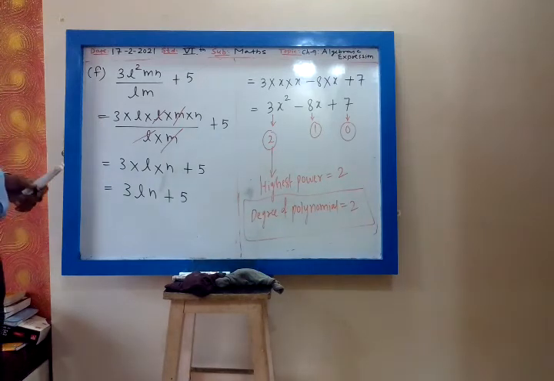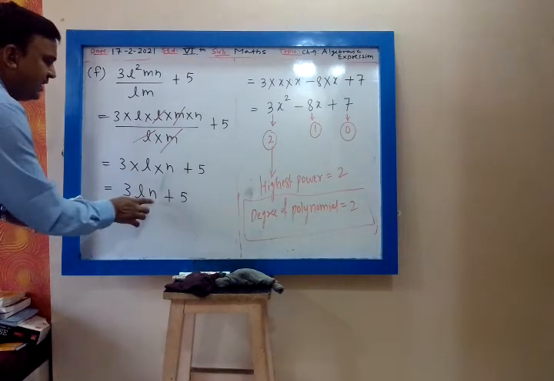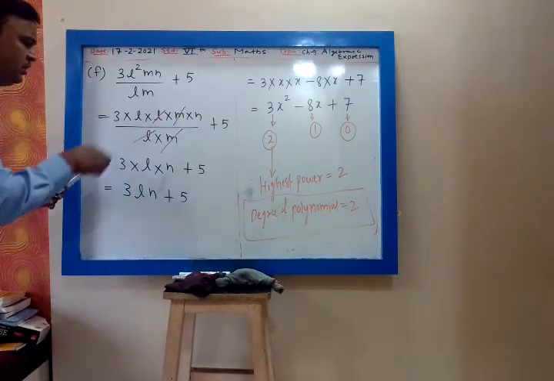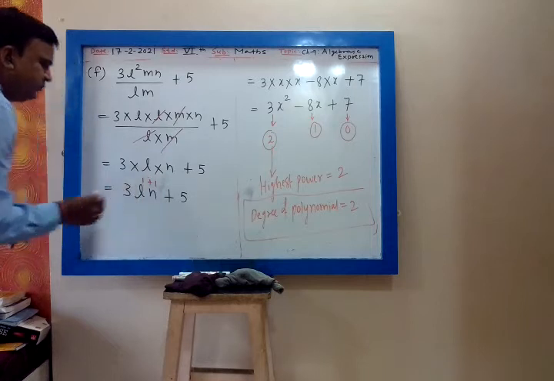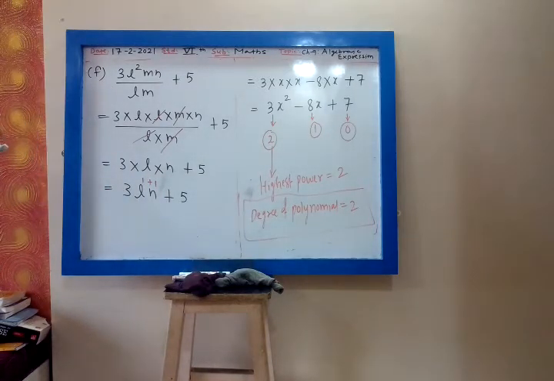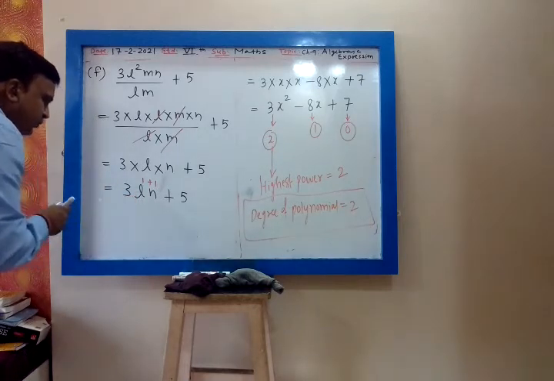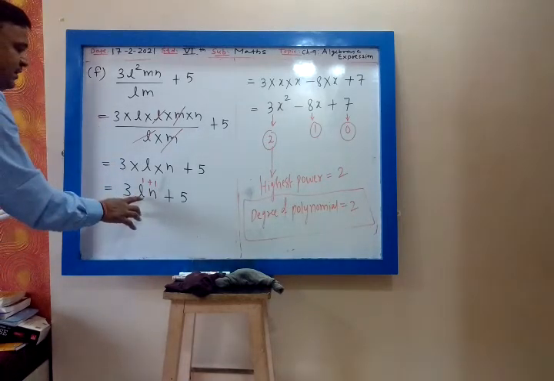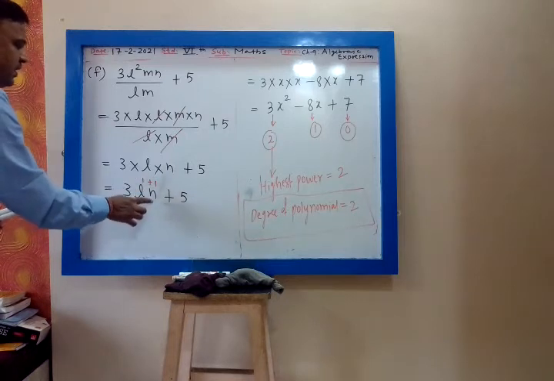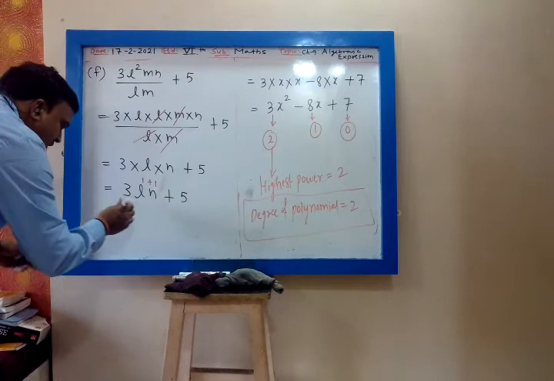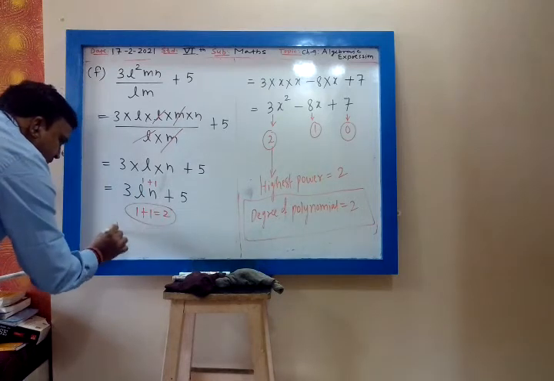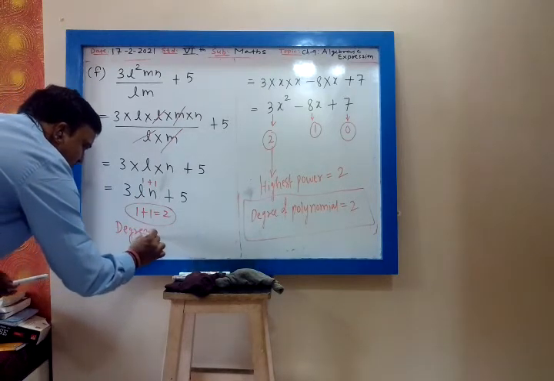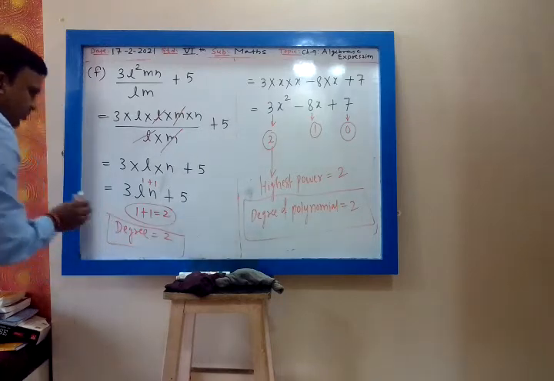3ln plus 5. Now in ln, l and n are the variables. What is the power? Whenever variables are multiplied, you have to add the power. What is power of L? 1. What is power of n? 1. 1 plus 1 is 2. Are you getting? Whenever the variables are multiplied, you have to add their power. So degree of the polynomial is 2.